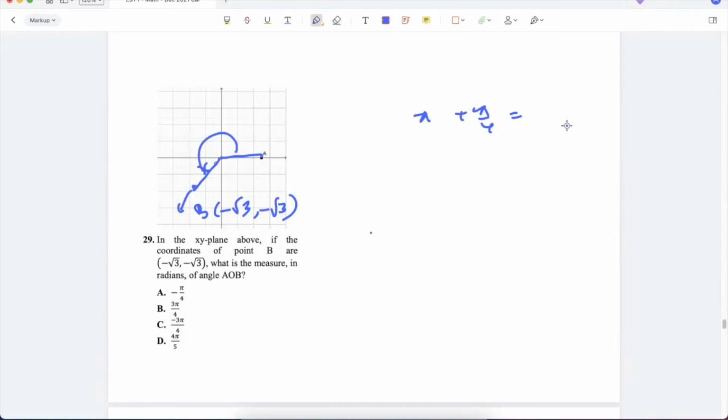Okay, so that's 5 pi by 4, but that's not an option. So let's take the clockwise one. So that will be negative of pi minus pi by 4. So negative of 3 pi by 4. Yeah, C.